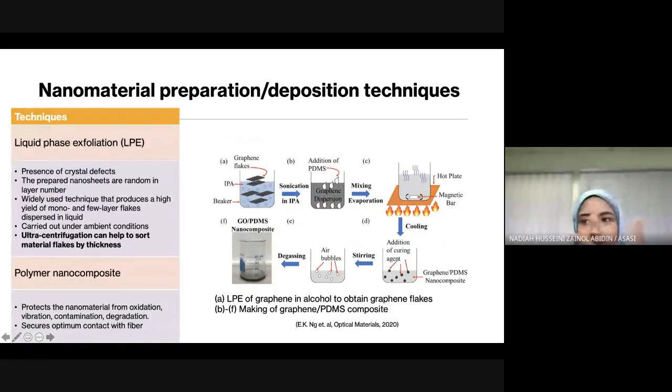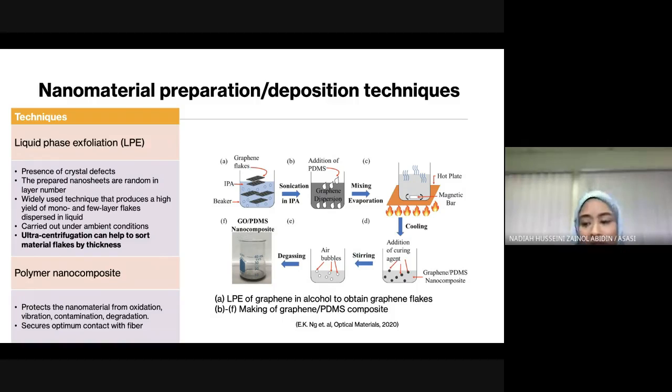Basically using liquids to exfoliate your layers, right? So look at the diagram here in A. So the author put in graphene flakes into IPA, isopropanol alcohol, sonicated the graphene flakes in the alcohol, and what happens? The graphene flakes was exfoliated, became thinner, and also the size was also reduced. It became smaller. What's the great thing about LPE?